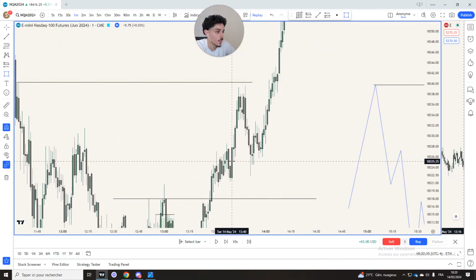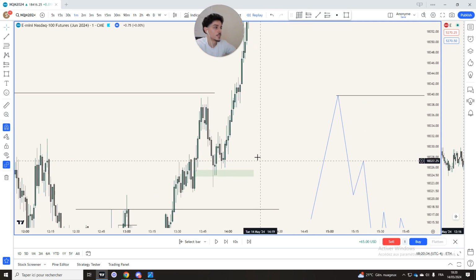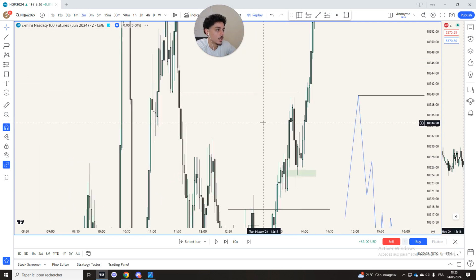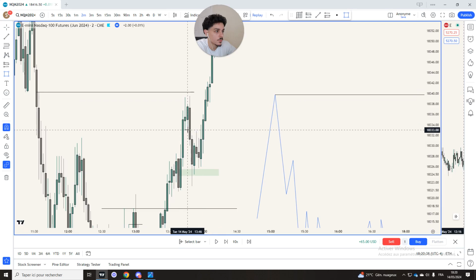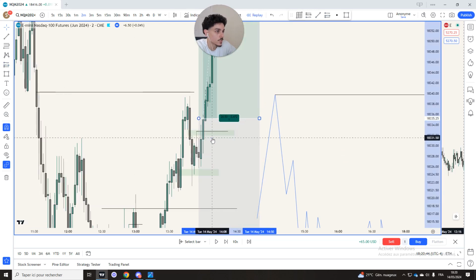So you would have held that gap right there. Boom. Go on the 2-minute chart. Nice inversion. What is this? An order block, CISD also for extra confirmation. You would go long inside of there.